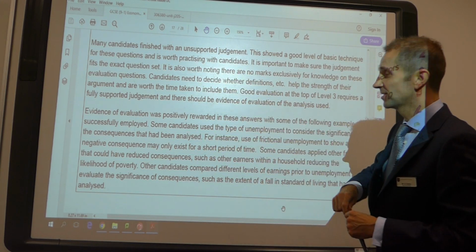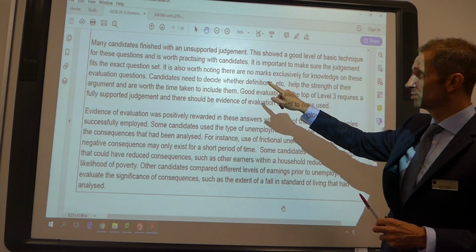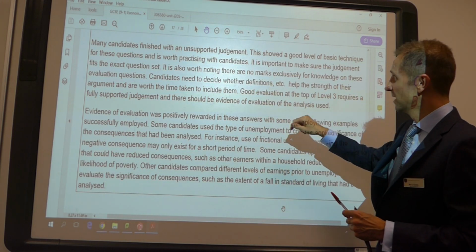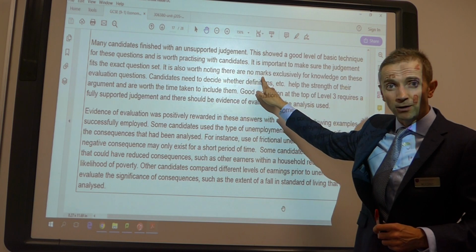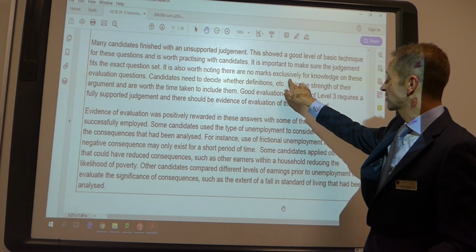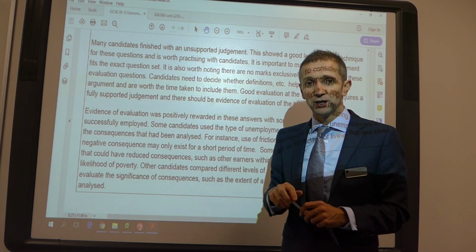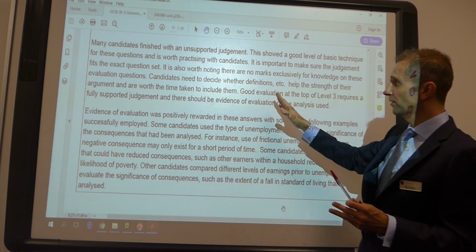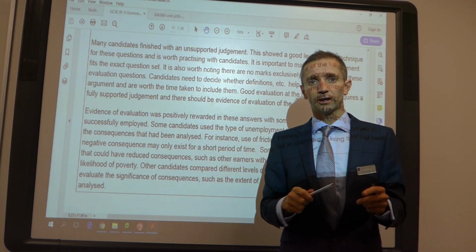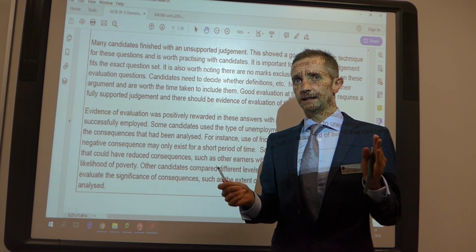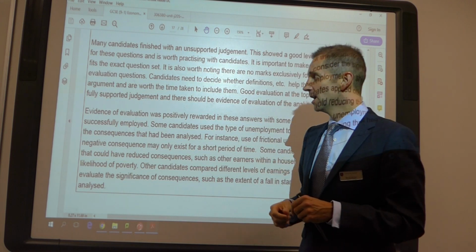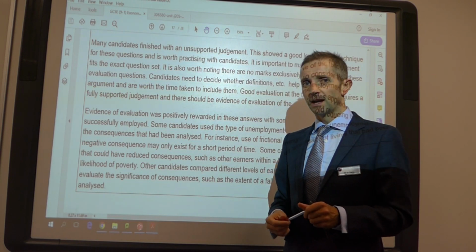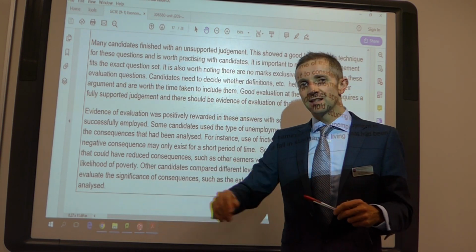It's this little paragraph here, and it says this: it's important to make sure that the judgment fits the question, okay? But the most important part of this paragraph is as follows. It is worth noting that there are no marks, ladies and gentlemen, exclusively for knowledge on these evaluation questions. Candidates need to decide whether definitions help the strength of their argument and are worth the time taken to include them. This is a very tight paper in terms of time, and so you need to decide, do you regurgitate your definitions? Is there any point in doing that and stating that basic knowledge?